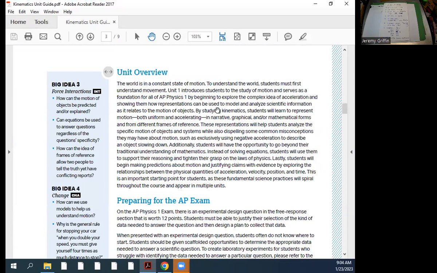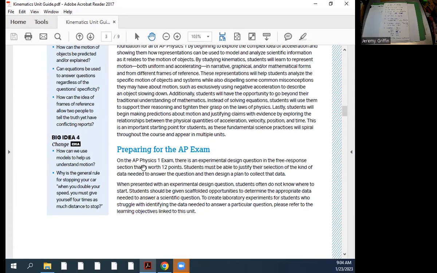Preparing for the AP exam. There's an experimental design question in the free response section that is worth 12 points. Students must be able to justify their selection of the kind of data needed to answer the question. So we've got something we want to figure out, some experiment we want to set up. What tools do they have to use? I would use the meter stick and the stopwatch. It's just a handful of tools, the same ones you use in this class.